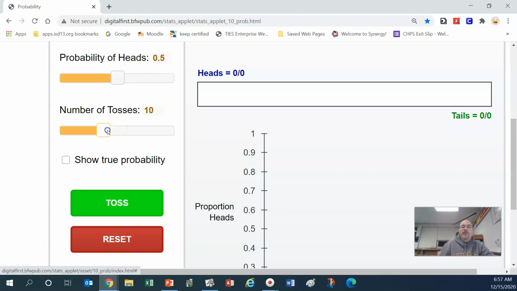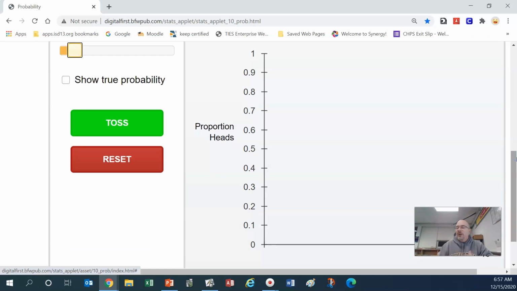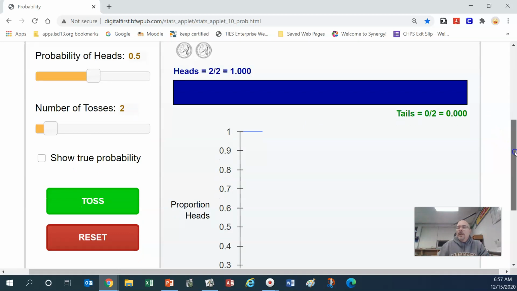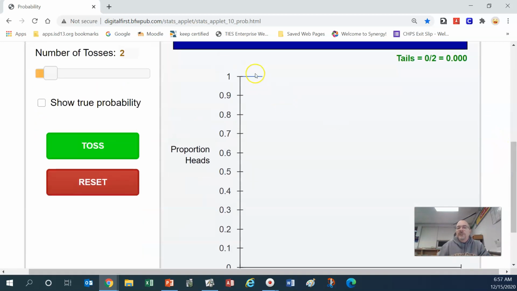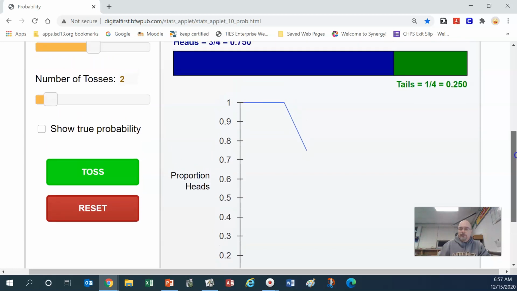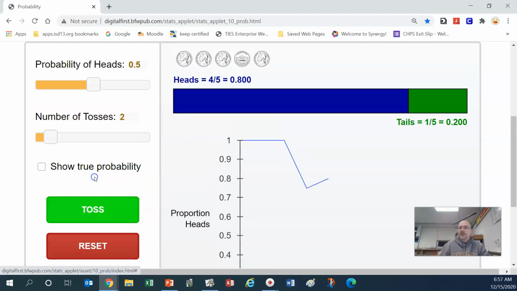Now I'm going to move this number of tosses down a little bit to 2 tosses. So 2 tosses is going to be very erratic. So if I toss it, both times you'll notice, see this little blue line? I got heads both times. Well, let me toss it 2 more times. Oh, wow. Now it says I tossed 3 heads out of 4. Toss it 2 more times.